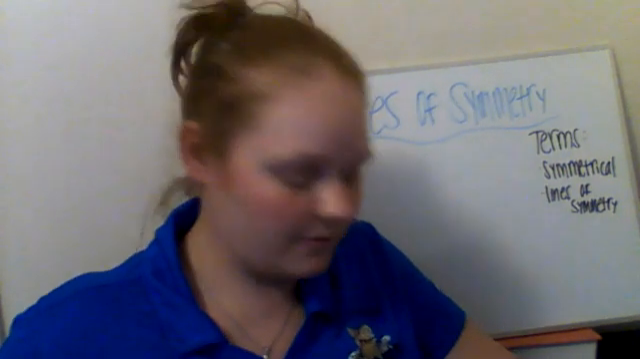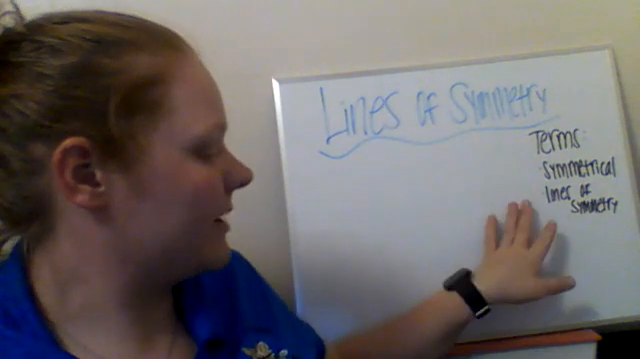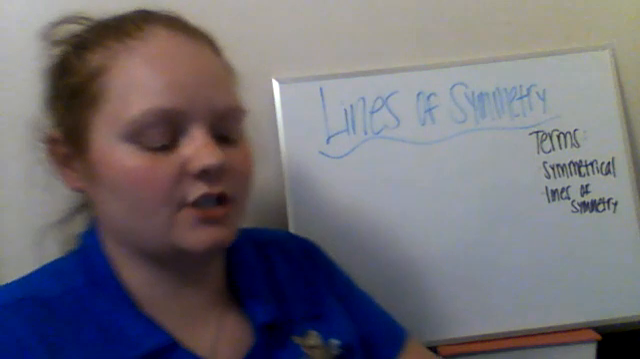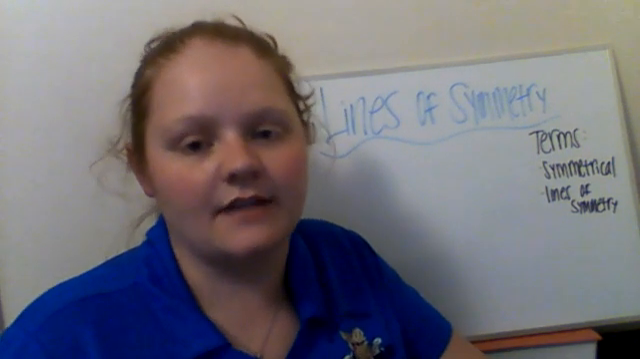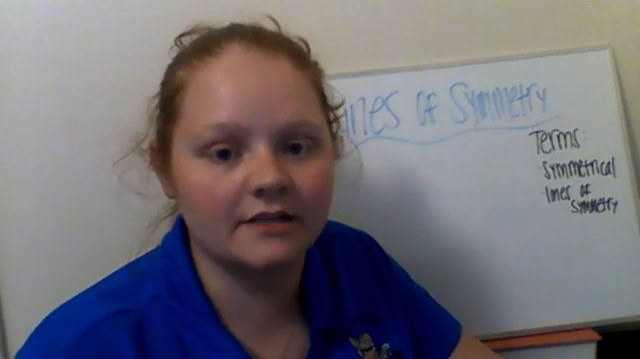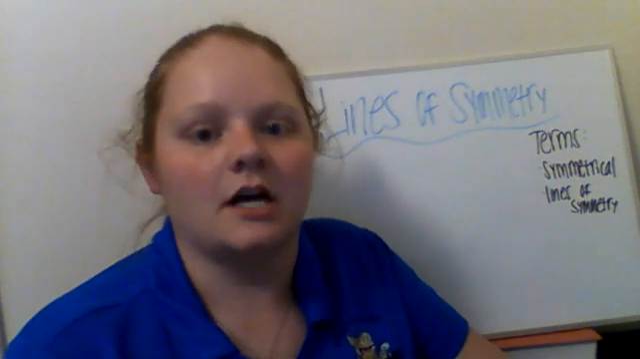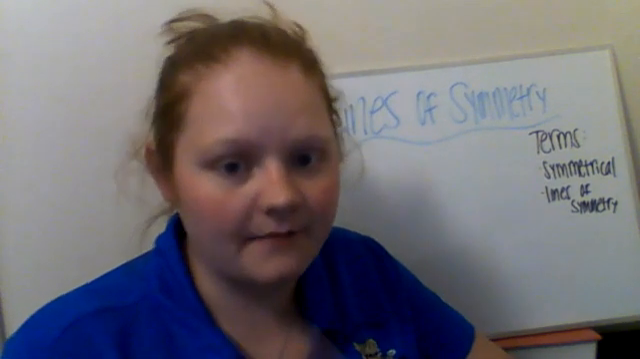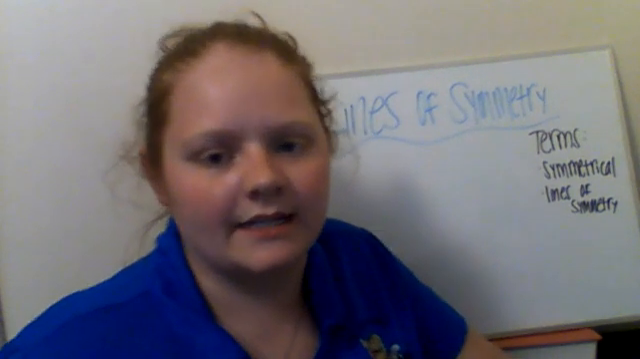Just know that a line of symmetry, which is what we're talking about today, is a line where we can fold an image and have both sides look exactly the same. That's really important to know: both parts of our object are exactly the same. Not almost the same, not quite the same, exactly the same. Like I said, that will make more sense when I get into an example.